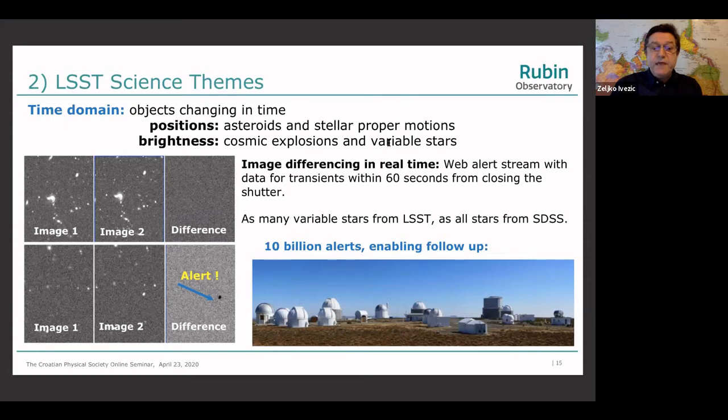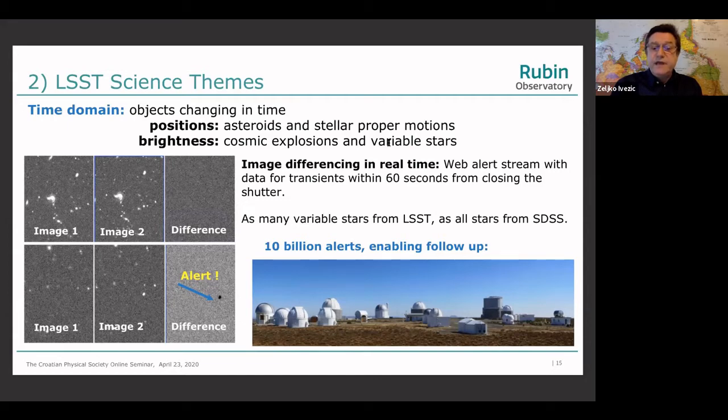And we plan to execute this computation of image subtraction, search for objects, and measurement of their properties within 60 seconds of closing the shutter in Chile. The data will flow to the US, it will be processed, and there will be a web stream of alerts within 60 seconds. On average, there will be a few thousand objects every 40 seconds.